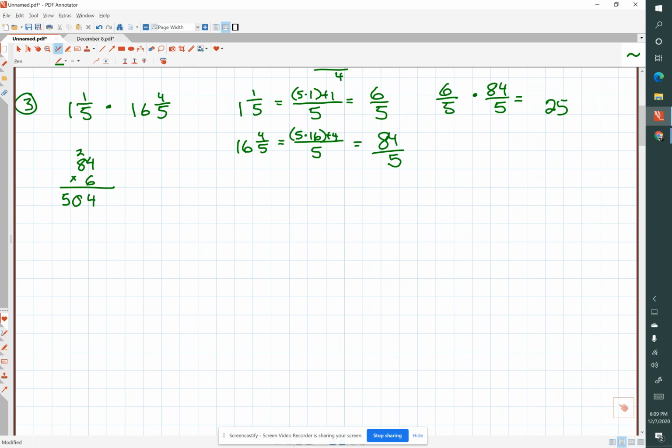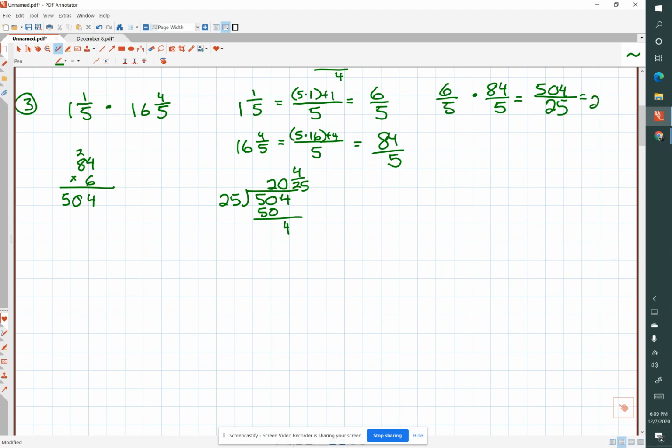48, 50. Okay, 504/25. Now, it's definitely an improper fraction, so let's find out what it is as a mixed number. We'll divide 25 into 504. And 25 into 50 goes 2 times, because 2 times 25 is 50. And 25 does not go into 4, so it'll be 0, and we have 4/25 left over.